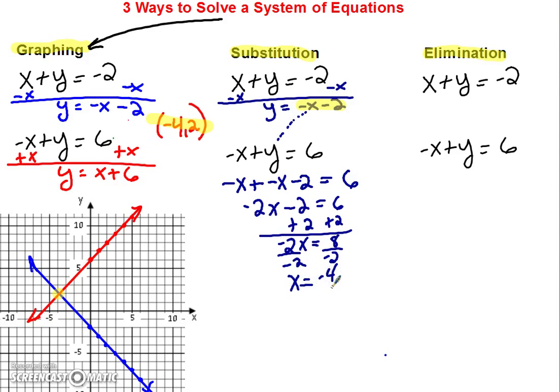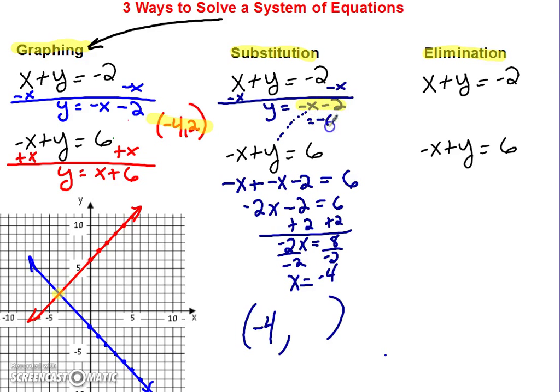X equals negative 4. Now keep in mind, you're not done yet. You're always trying to find a point in a system of equations. All I found was the x part of the point. And then I need to substitute it into one of the two original problems. The place that I like substituting it back in is what I have highlighted. That highlighted part is typically the easiest part to substitute it back in.